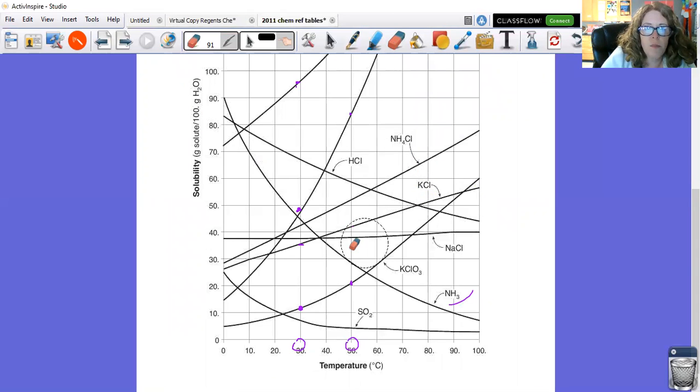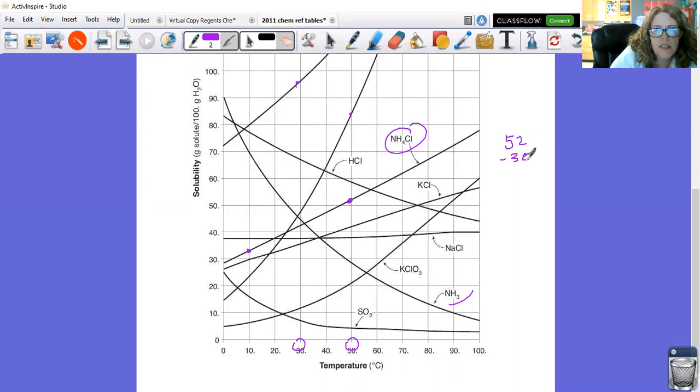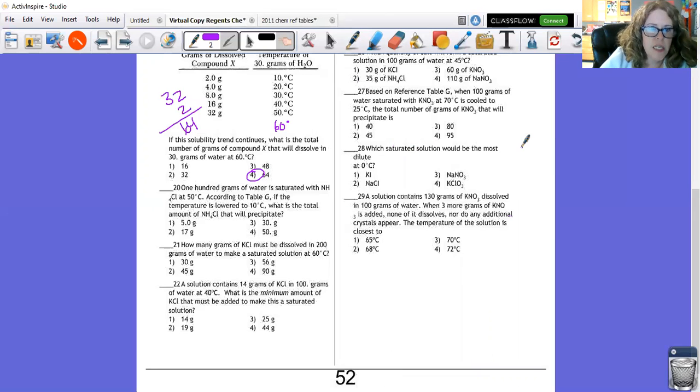So here is my ammonium chloride. So here is my 50 degrees. And I wanted to go down to 10 degrees, which is here. Right, so I'm at 50 and let's say 17. So 52 minus 35, does that sound about right? So that's about 17. So it's going to be about 17.